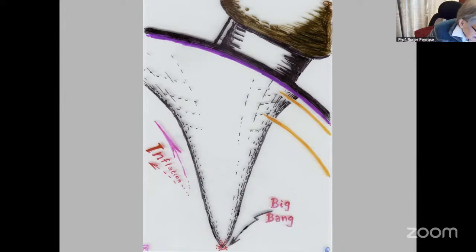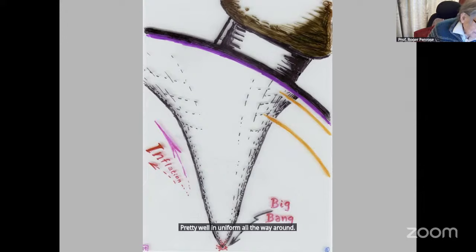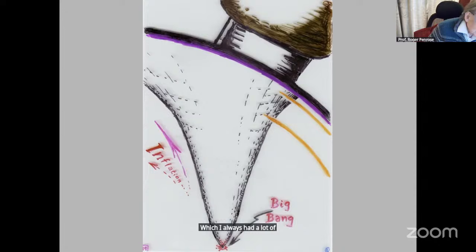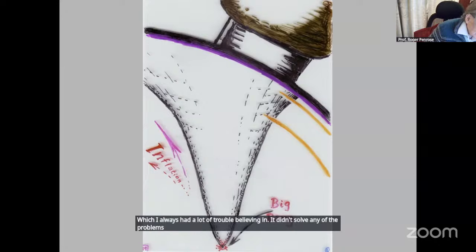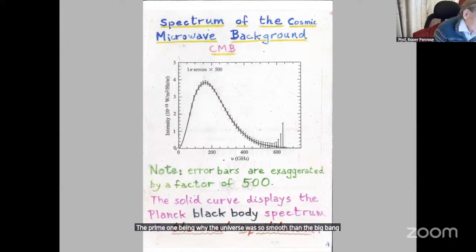You have to bear in mind that this inflationary stage is really meant to be just an exponential expansion of the universe, pretty well uniform all the way around. Bear in mind this picture, because I'll come back to this later on, but for the moment, I just want to say that is the conventional picture of cosmology, that there was this phase right at the beginning, which I always had a lot of trouble believing in. It didn't solve any of the problems that I thought needed to be solved, the prime one being why the universe was so smooth in the Big Bang in the early stages.